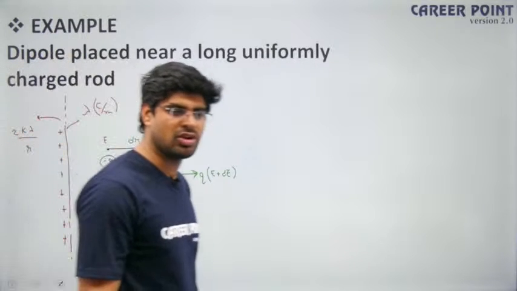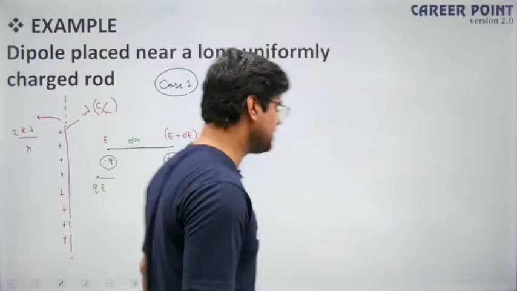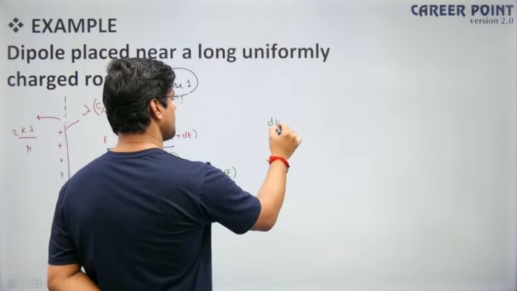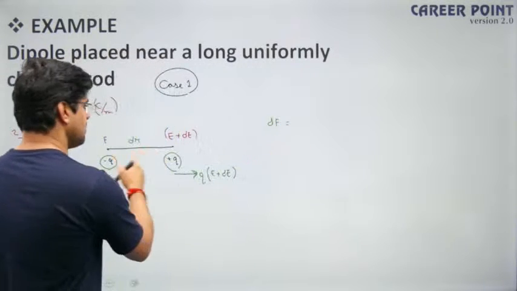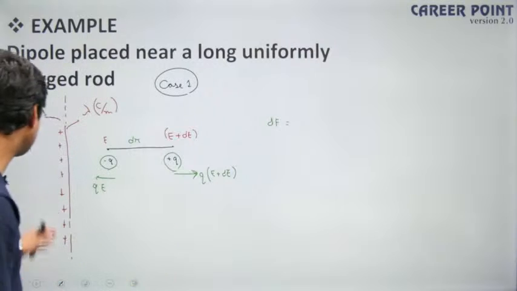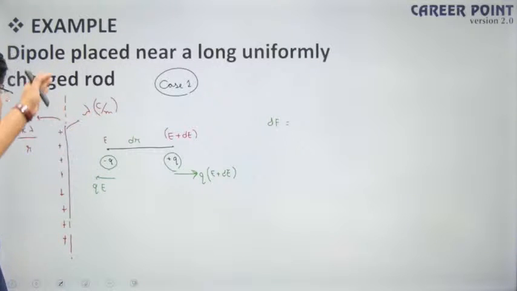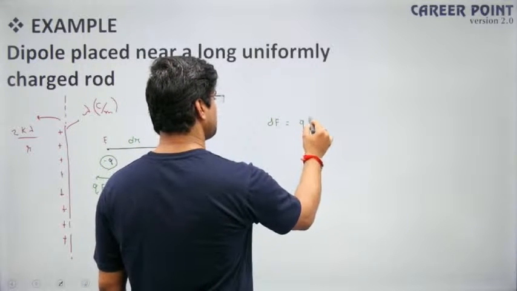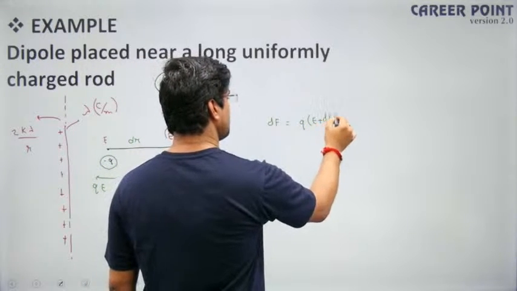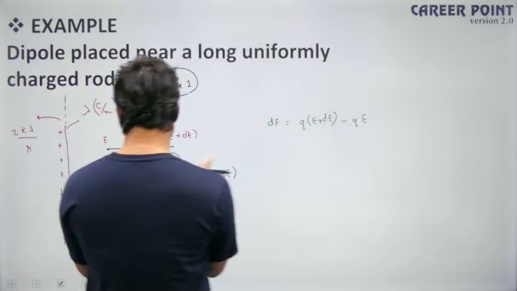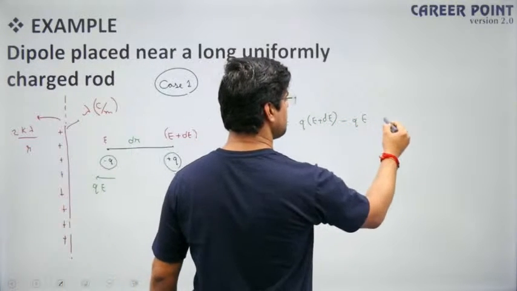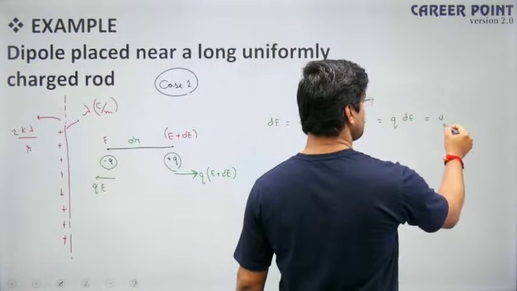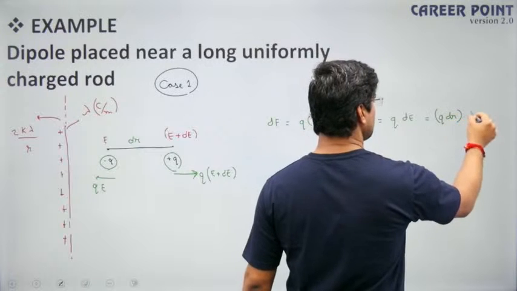No problem. If this is a short dipole of length dr, I can easily write that dF is equal to the net force experienced by this dipole due to the electric field present due to this infinitely charged rod. Net force can be given by Q into (E plus dE) minus QE, because they are opposite to each other. So from here I am getting Q into dE. Can I write this Q into dE as Q into dr dot dE by dr? No problem.